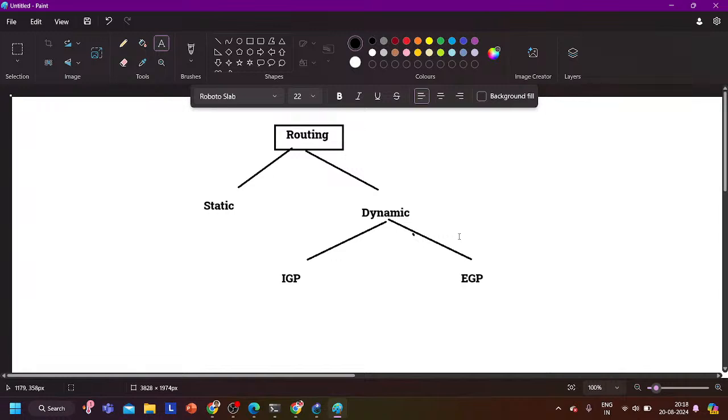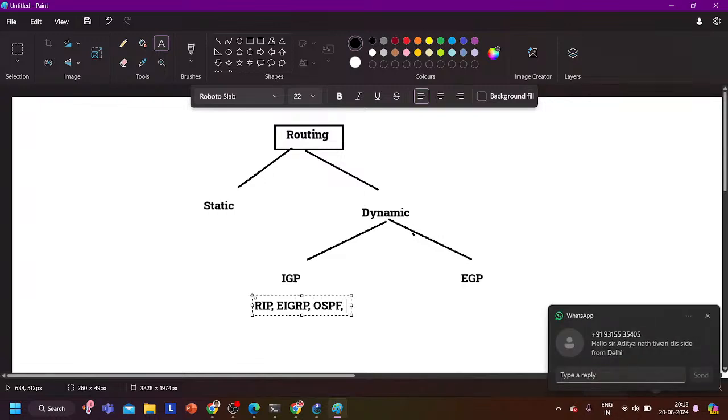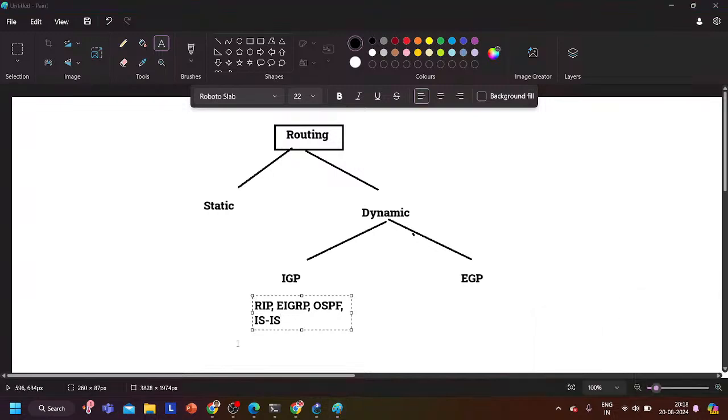Guys, may I know some examples of IGP protocols? Like OSPF, EIGRP, RIP, and even IS-IS. Later you will see the IS-IS routing protocol. This is also an IGP routing protocol we use on the internet side, on the service provider side. And EGP stands for Exterior Gateway Protocol. An example of EGP is BGP.